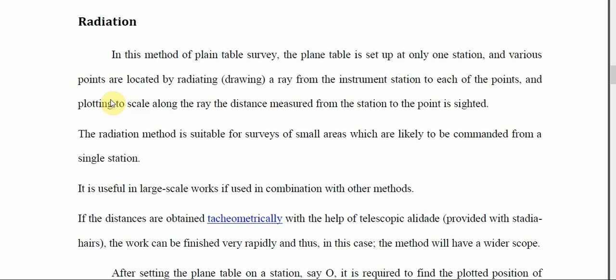Now, the radiation method is suitable for surveys of small areas which are likely to be commanded from a single station, meaning if all the points are visible from a single point, then this method is very suitable, especially for smaller areas. This method is not suitable for larger areas.